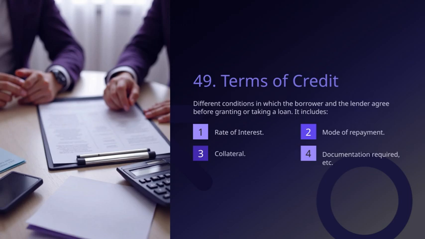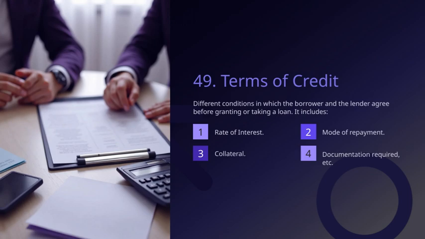Collateral is another critical point. It provides security for the lender in case the borrower defaults. Then there's the rate of interest, which determines the cost of borrowing over the loan period. Finally, these conditions can vary depending on the specific agreement, making it important to understand the different factors that influence the lending process. These terms of credit form the foundation for a fair and clear borrowing arrangement, aligning both parties' expectations from the start.